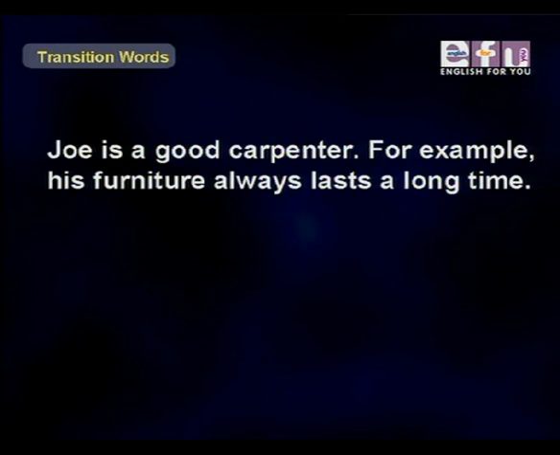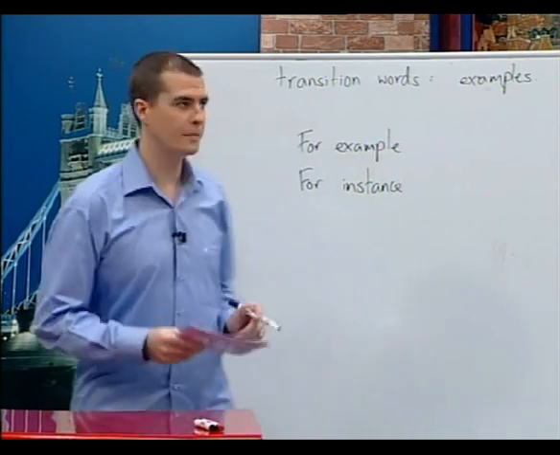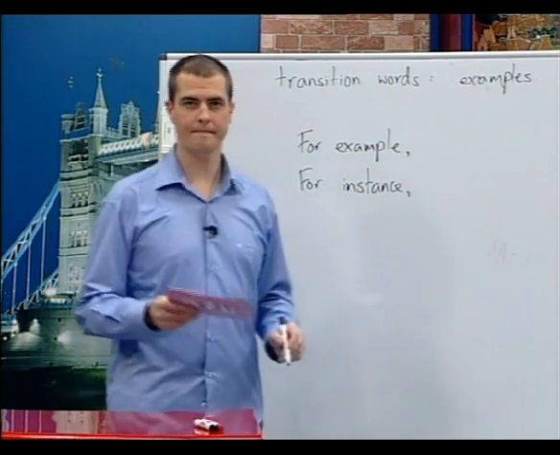In the first example sentence here, we said Joe is a good carpenter. The second sentence tells us how he is a good carpenter. His furniture always lasts a long time. And they are used to begin the second sentence, and they always are followed with a comma.